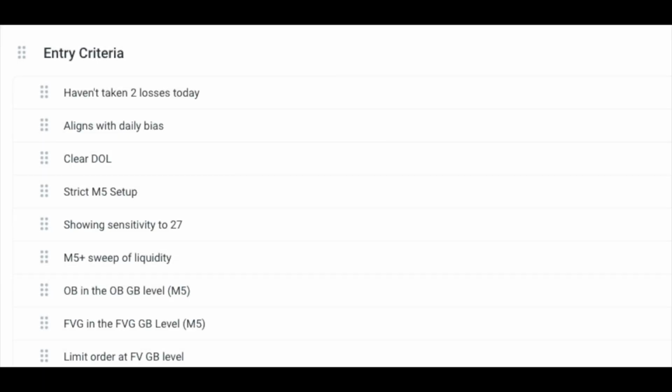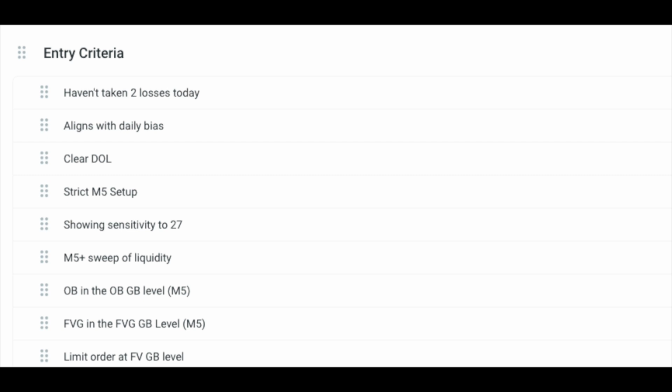Now, going through the entry criteria first, we have to ensure that we haven't already taken 2 losses for the day. Every trade we take must align with our daily bias and have a clear drawn liquidity. So once those 2 have been established, we only look at the M5 time frame. That's where the strategy plays out.